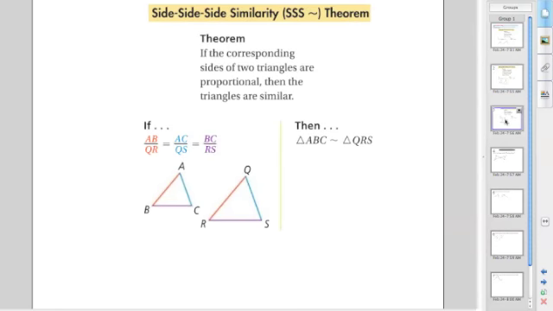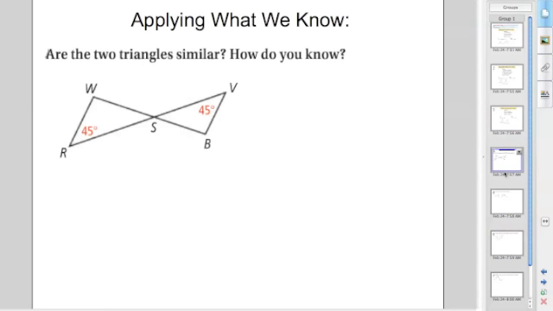Next, we have the side similarity theorem, which says if all three corresponding sides are equal in proportion, then you're going to have similar triangles. Because if all the side lengths are proportional, that means all the angles are going to be corresponding congruent. So instead of finding all angles and all sides for similarity, you just need to find two. So let's put it to use.